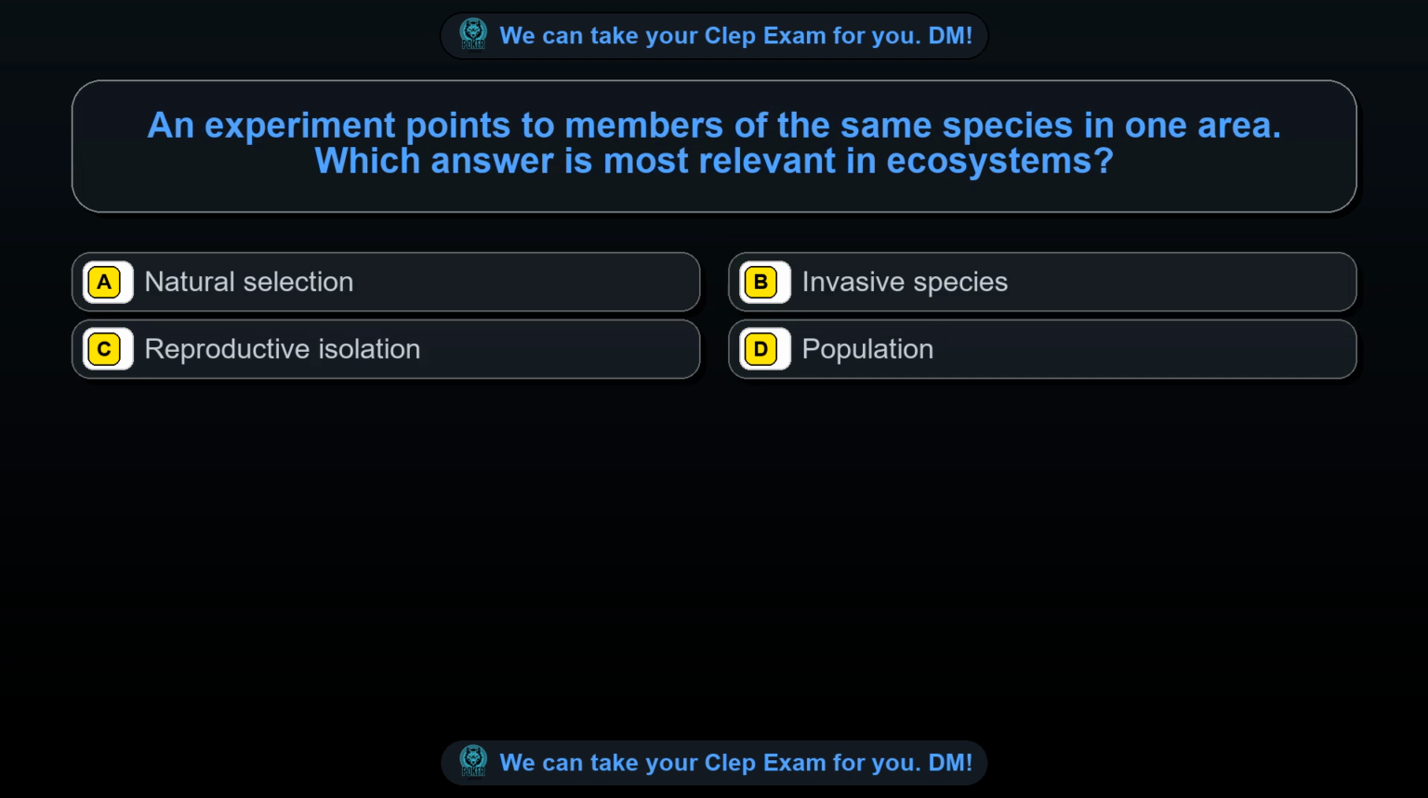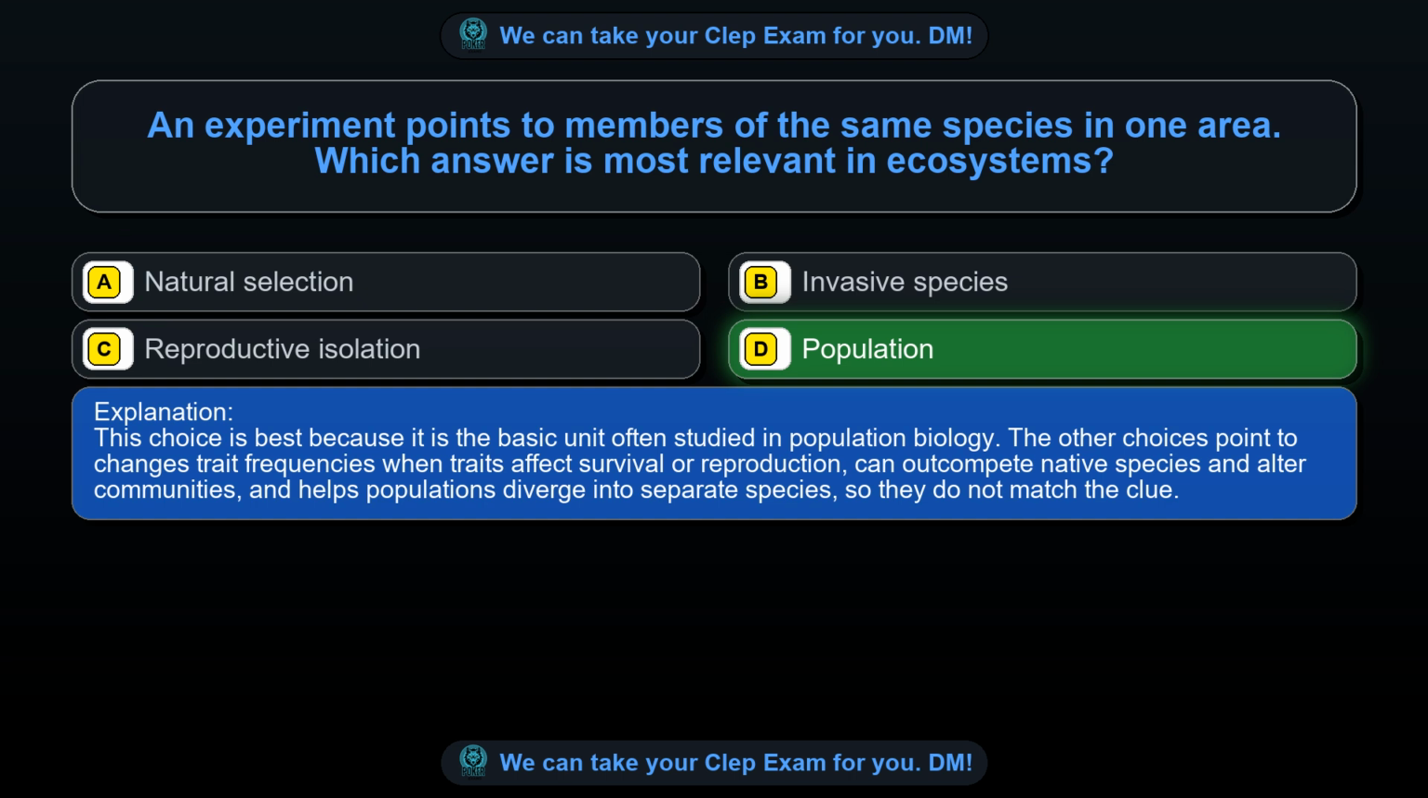Question 83. An experiment points to members of the same species in one area. Which answer is most relevant in ecosystems? Option A, natural selection. Option B, invasive species. Option C, reproductive isolation. Option D, population. The correct answer is option D, population. This choice is best because it is the basic unit often studied in population biology. The other choices point to changes in trait frequencies when traits affect survival or reproduction, species that can outcompete native species and alter communities, and a process that helps populations diverge into separate species, so they do not match the clue.